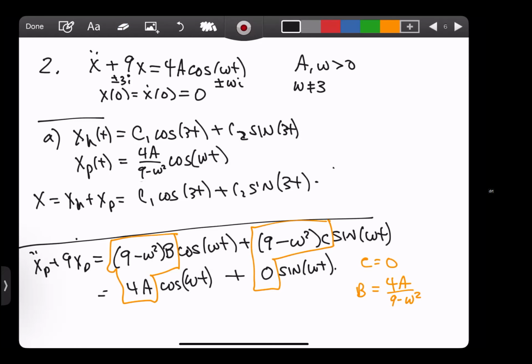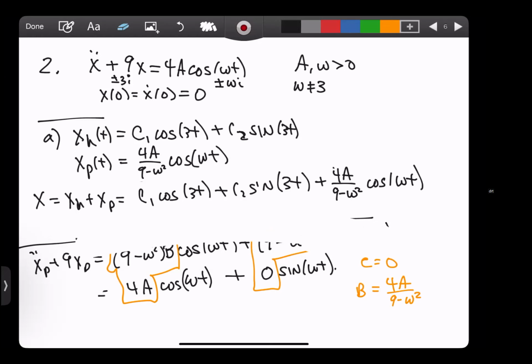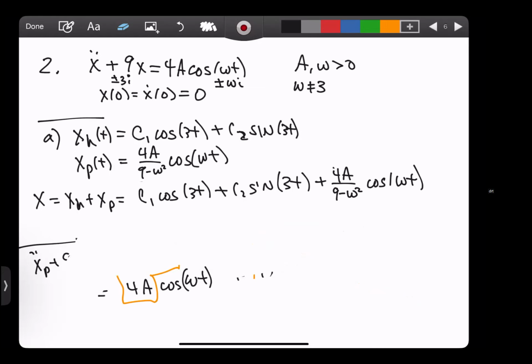I didn't finish adding this on here. So then plus 4a over 9 minus omega squared cosine of omega t. Using the initial conditions now to find C1 and C2, and you need to show the work for this again, but what we can show is that C1 is negative 4a over 9 minus omega squared, and C2 is 0.